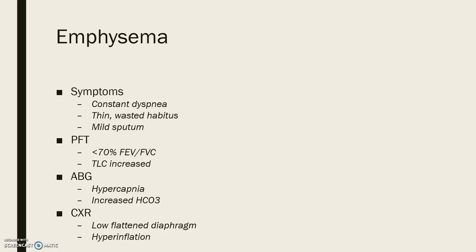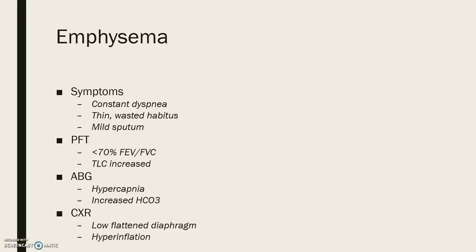Emphysema is characterized by irreversible enlargement of the alveoli and loss of elastic recoil. Emphysema patients have constant dyspnea and are typically diagnosed after the age of 50. They have a thin, wasted appearance and will have an enlarged AP diameter. There will only be a small amount of sputum, which may be clear in color.